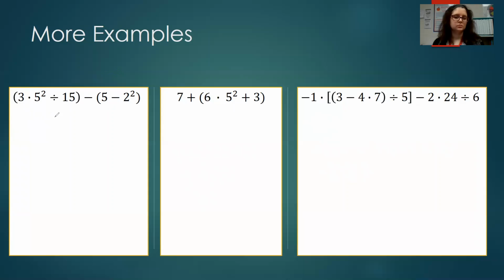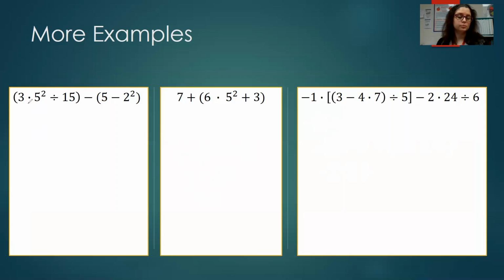So the first one, we have two sets of parentheses. 3 times 5 squared divided by 15 minus 5 minus 2 squared. So I'm going to show you a trick. When you have multiple sets of parentheses, you can work on solving them simultaneously. So solve one step at a time from each parentheses.